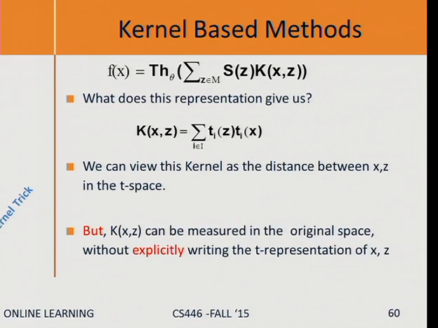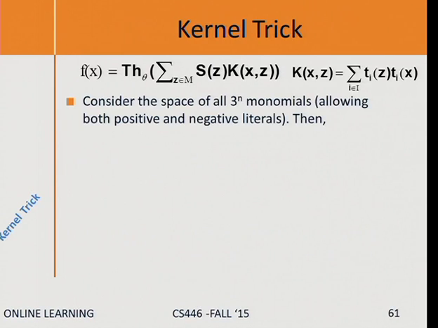The key thing is that k of xz can be measured directly in the original space without explicitly writing the t representation of x and z. And this is what I'm going to show now. So again, notice that we are working in a 3 to the n monomial space.